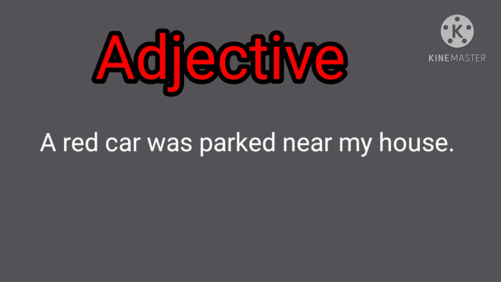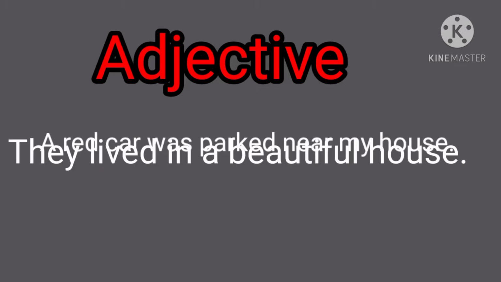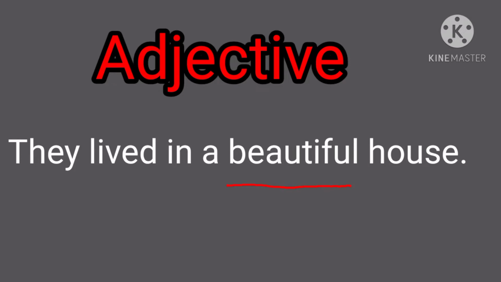A red car was parked near my house. In this sentence, red is also an adjective as it modifies the noun car. They lived in a beautiful house. Here, the word beautiful is an adjective because it qualifies the noun house. And now we know what is a noun and what is an adjective. A noun is a word that names a person, place, thing or an idea, whereas an adjective is a word that modifies or qualifies a noun.